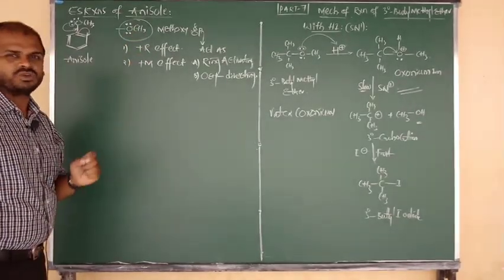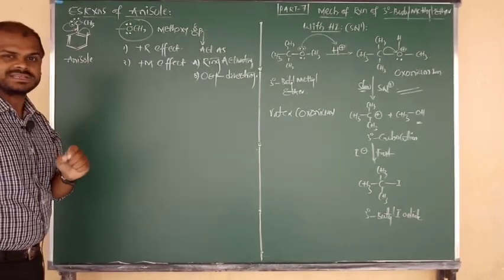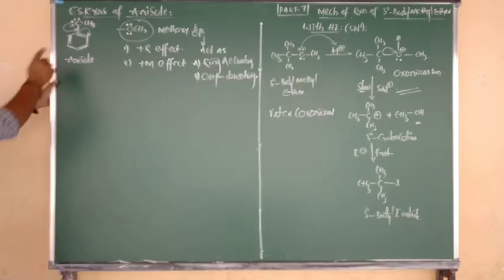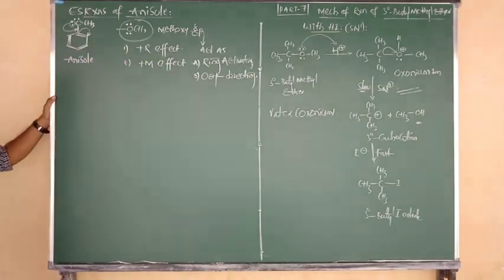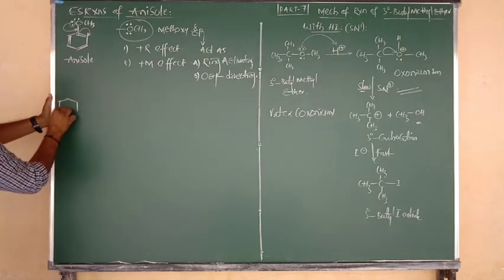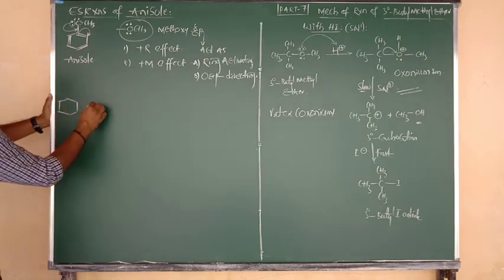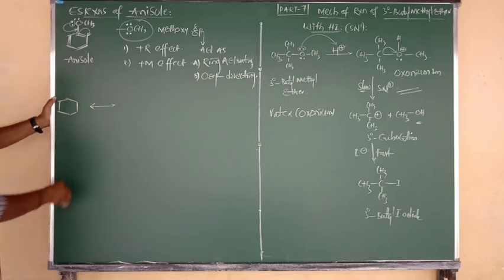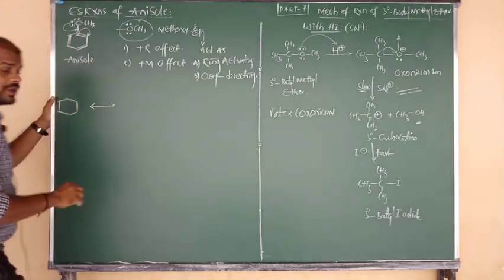Now I am going to show you the resonance structures of anisole. Shall I draw that better? Yeah. Anisole shows positive resonance effect. I am going to discuss it here. Benzene, cyclohexene. First of all, I am going to consider anisole. We can write 4 types of resonance structures.